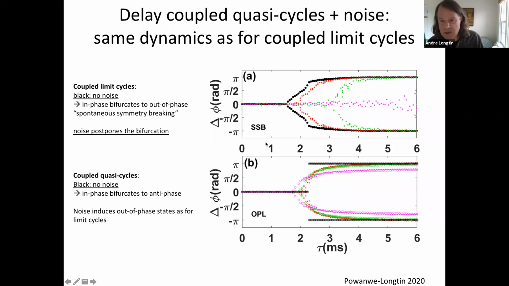So in the coupled limit cycle case, you would have a change in phase as a function of the delay here. And you're going to look at the deterministic case as black. You're going to go from in phase to out of phase. And there's a spontaneous symmetry breaking happening here.